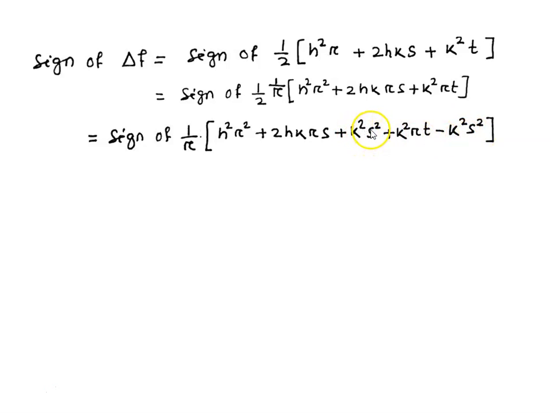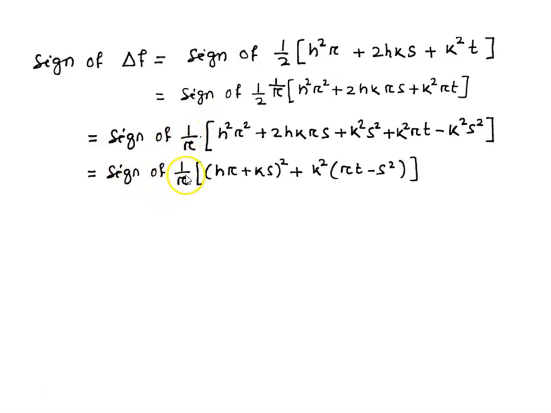Here we have just added one term, k square s square, and subtracted the same term from this. As in the second line we have 1 by 2, we have dropped this 1 by 2, because by dropping 1 by 2 the sign of the function will remain the same, which is equal to sign of 1 upon r, h square r square plus 2hkrs plus k square s square, which is nothing but hr plus ks whole square.